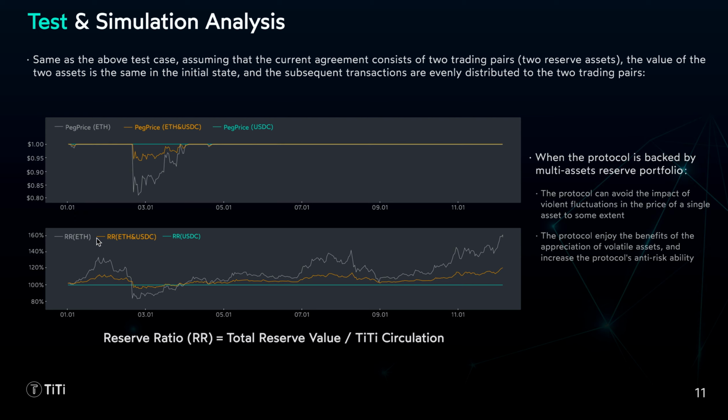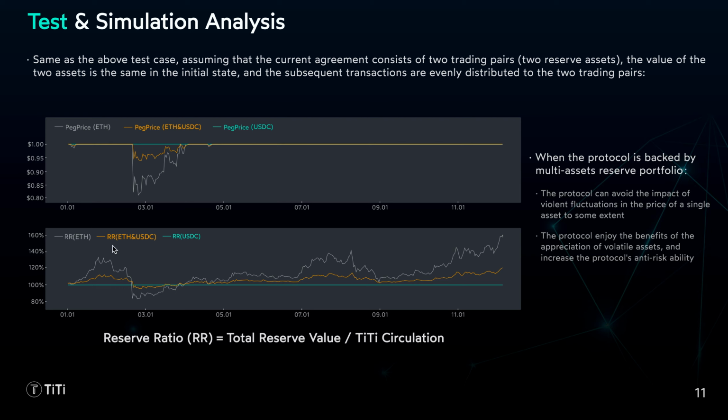In figure 2, RR is the ratio of total reserve against the TiTi in circulation. You may regard it as TiTi's mean average price. The results show that the introduction of multiple assets can effectively reduce the single point risks of the protocol, which also obtains good excess returns.